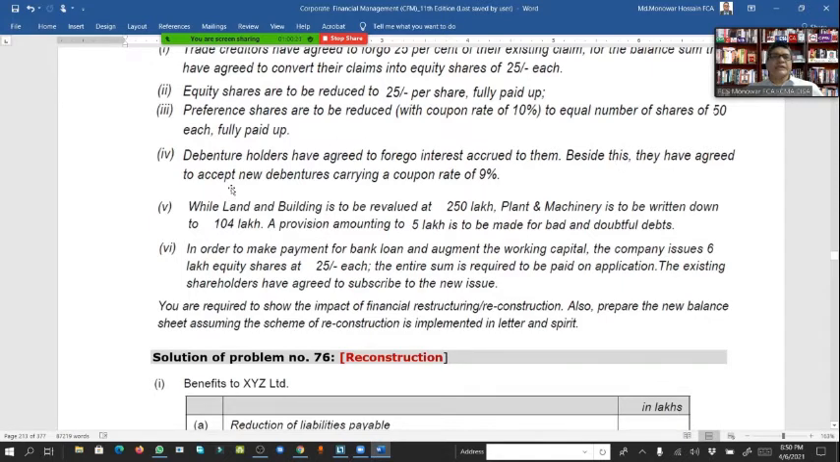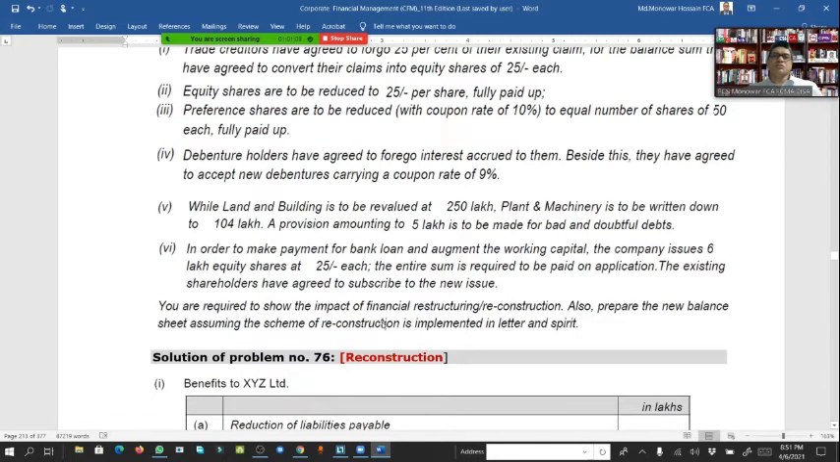Besides, they have agreed to accept new debentures carrying a coupon rate of 9%. Previously it was 13%. Land and building is to be revalued to 50 lakh. Plant machinery written down value is 104 lakh. A provision of 5 lakh is to be made for bad and doubtful debts. In order to make payment for the bank loan and augment working capital, the company issues 6 lakh equity shares at 25 Taka each. The existing shareholders have agreed to subscribe to the new issue.